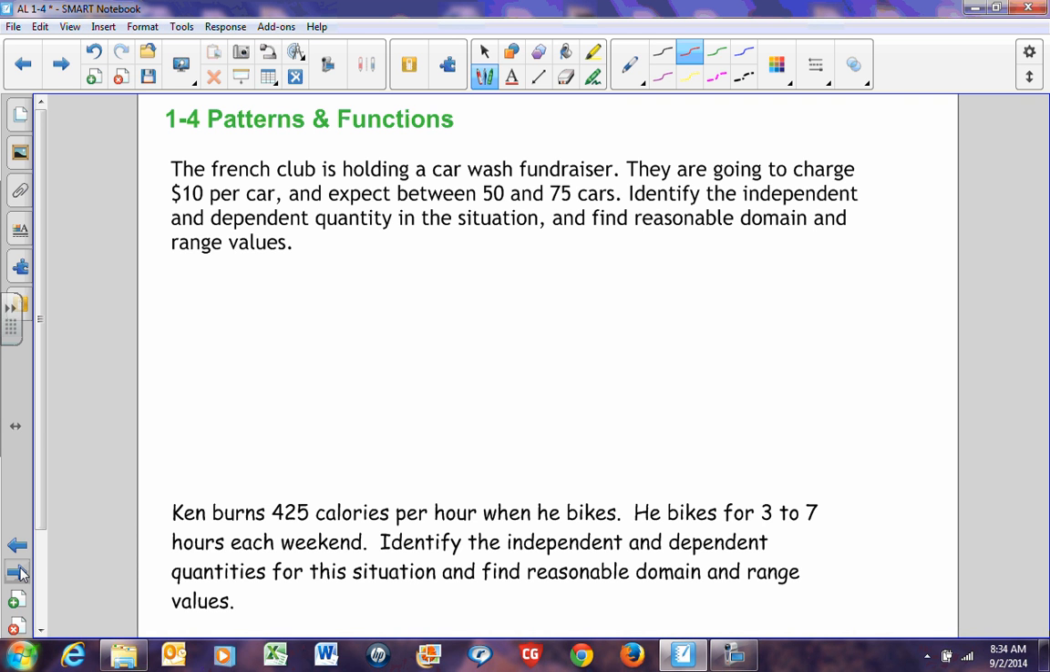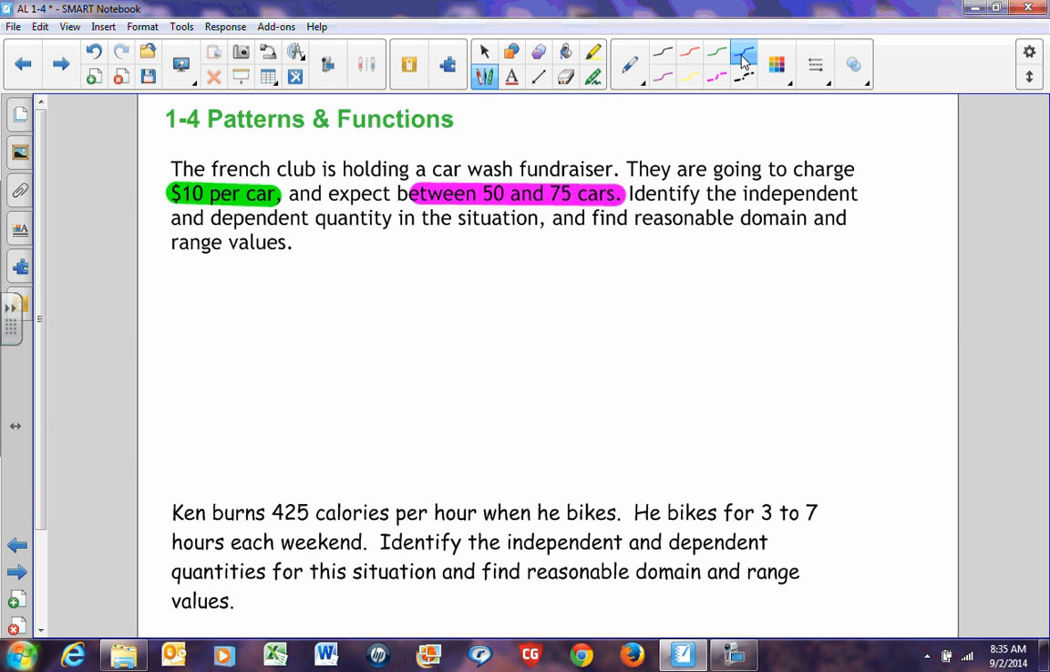So the first thing I have to look at here is that I know a couple of things. I know that we are going to charge $10 per car, and we hope to have between 50 and 75 cars show up at this car wash. So cars and money are either dependent or independent. Does the number of cars depend upon how much money I make, or does how much money I make depend upon the number of cars I wash? Well, it's quite obvious that the more cars I wash, the more money I will make.